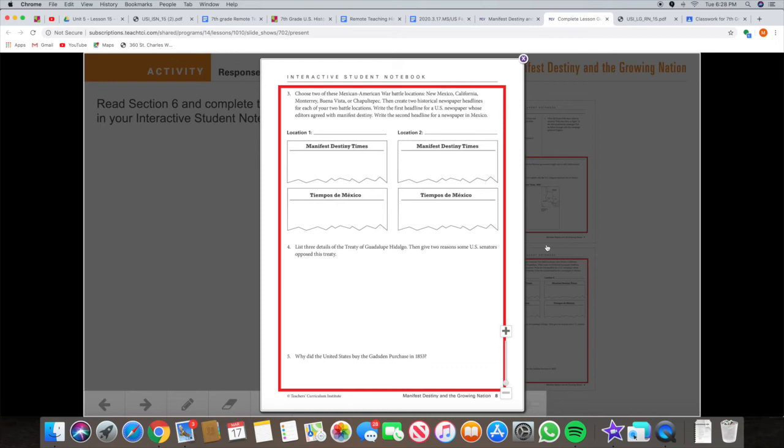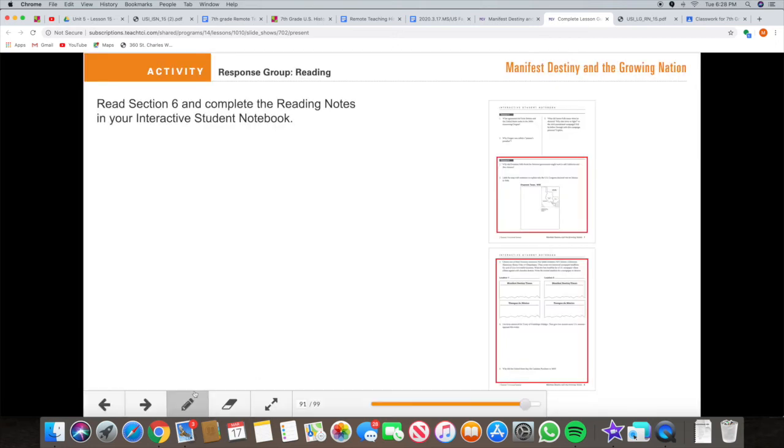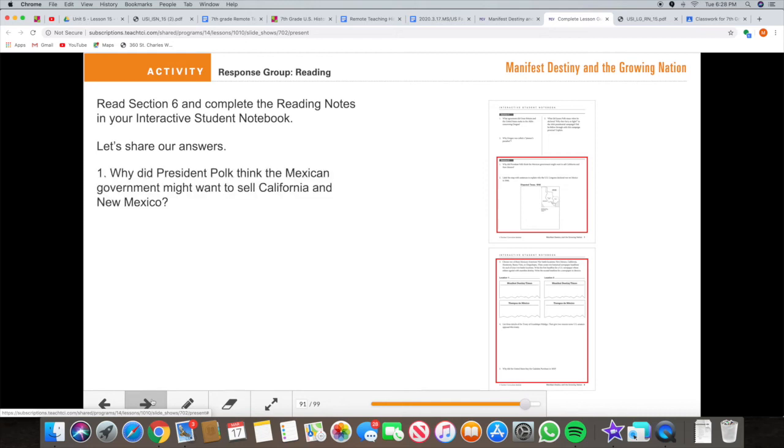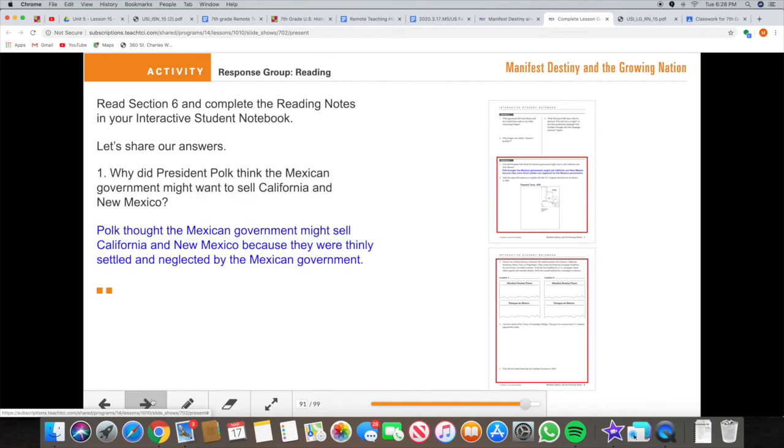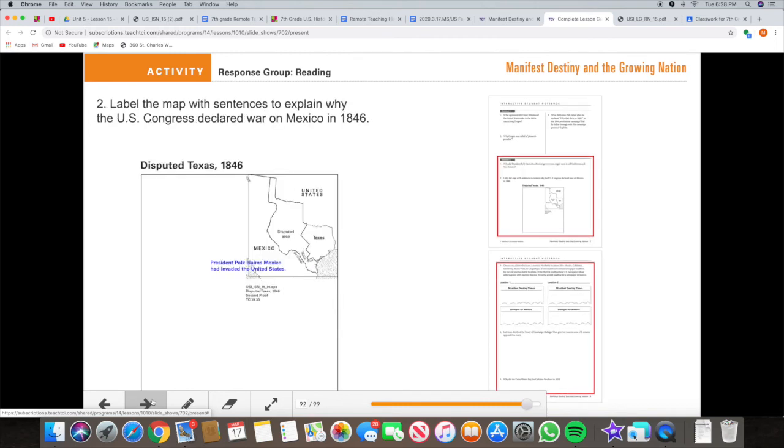Okay, I'm assuming you paused the video, you did the work. Now let's check our answers. For number one, Polk thought the Mexican government might sell California and New Mexico because they were thinly settled and neglected by the Mexican government. This is for number two. Go ahead and label this.